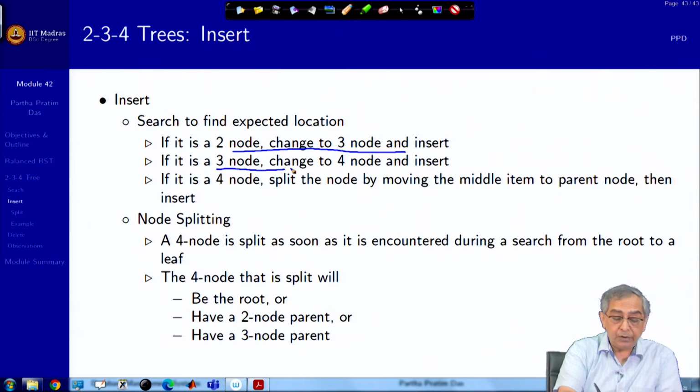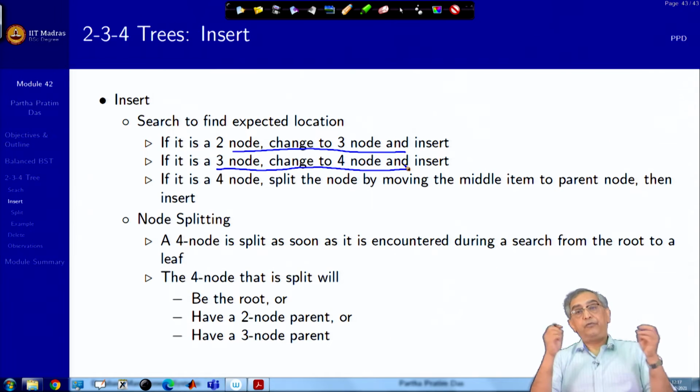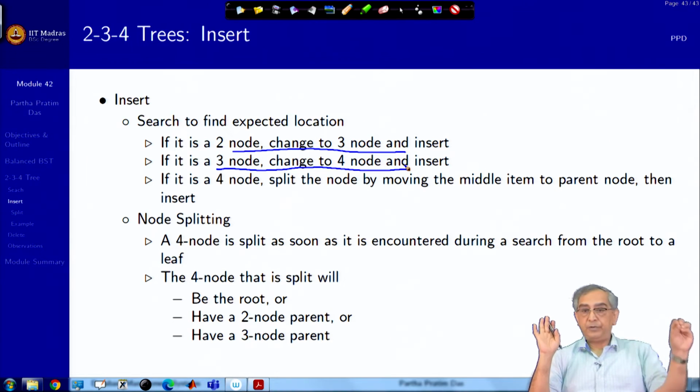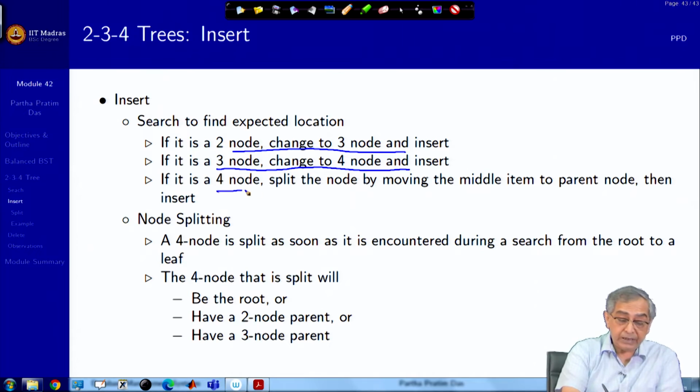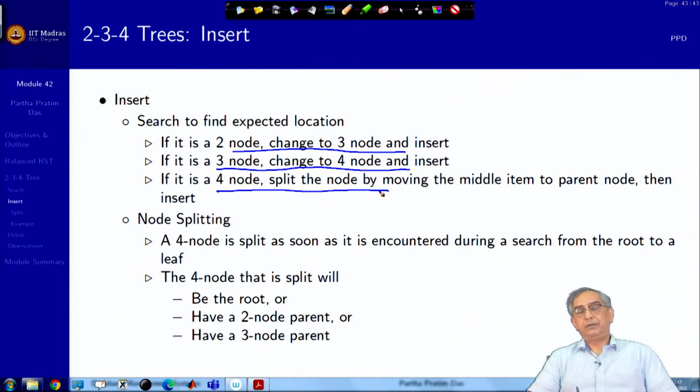If it is a 3 node, then you change it to a 4 node. 2 values were there and your new value is inserted. So, no height change or anything is required. The question is, if it is a 4 node, then you cannot put more values, because you have assumed that there can be only up to 3 keys in a node maximum.